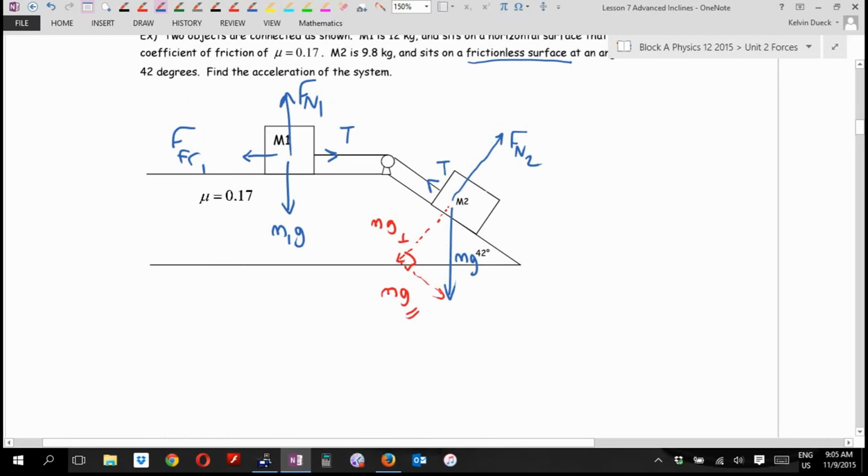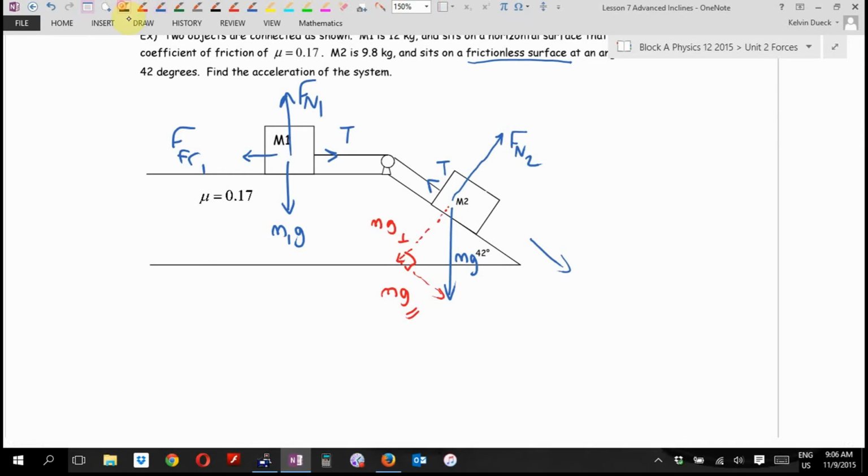So, who's winning? Which force? That's not a force, that's a mass. Which specific force on my diagram is winning? mg parallel. Anything that ends up pointing this way eventually is going to be winner plus. Everything else is going to be loser minus.